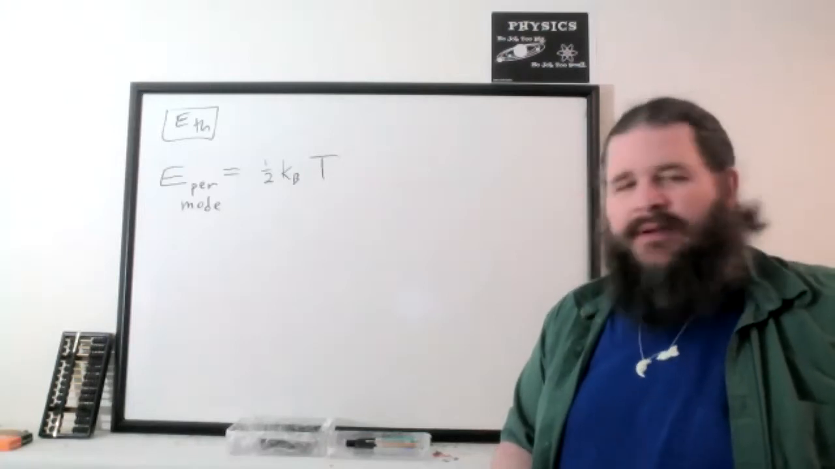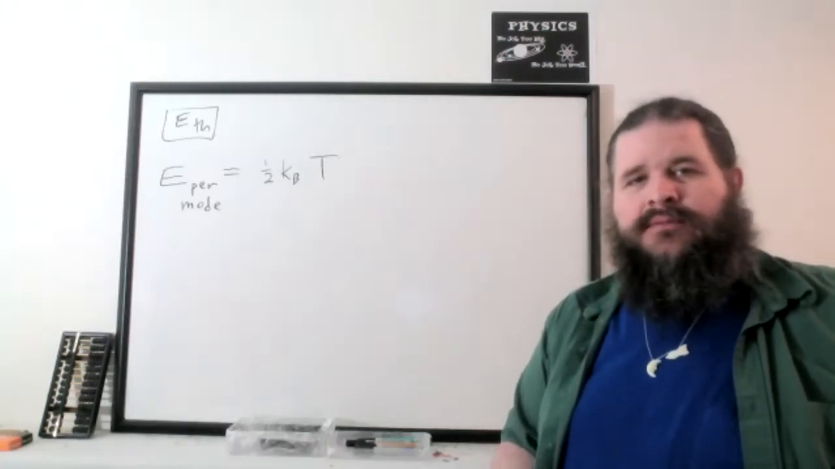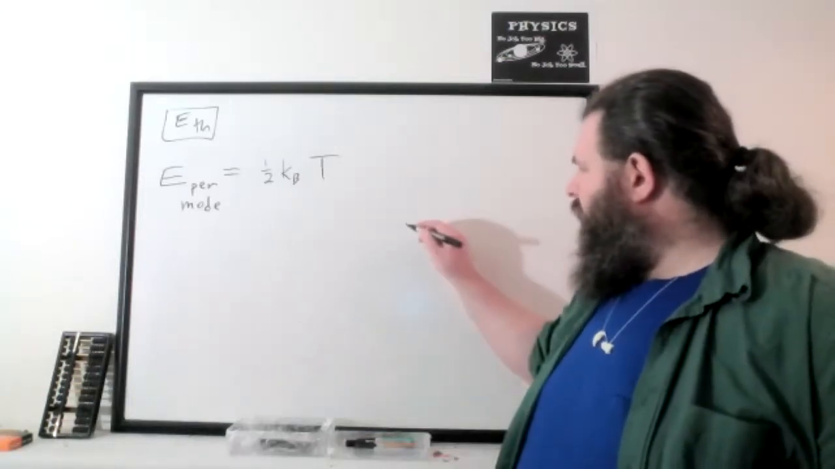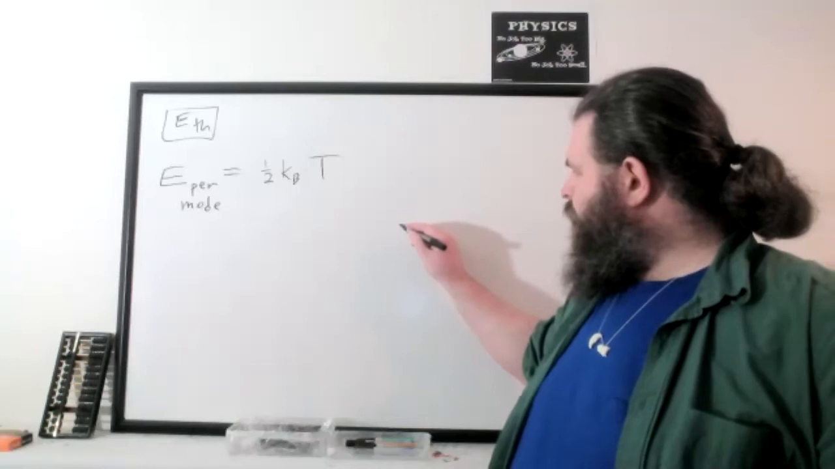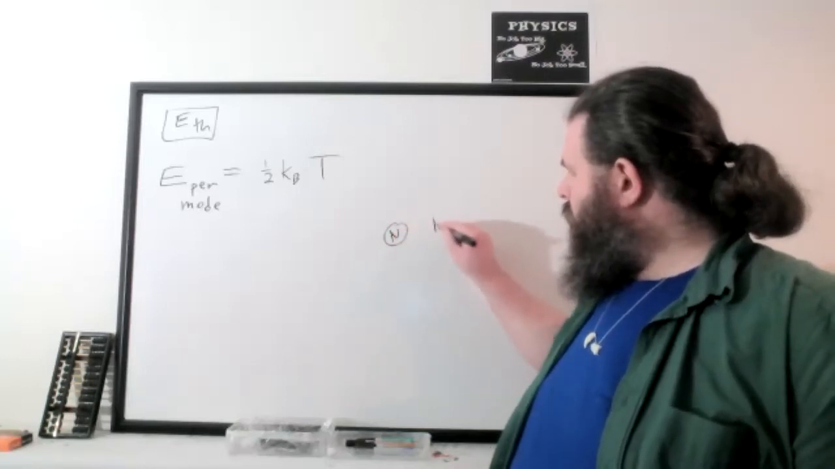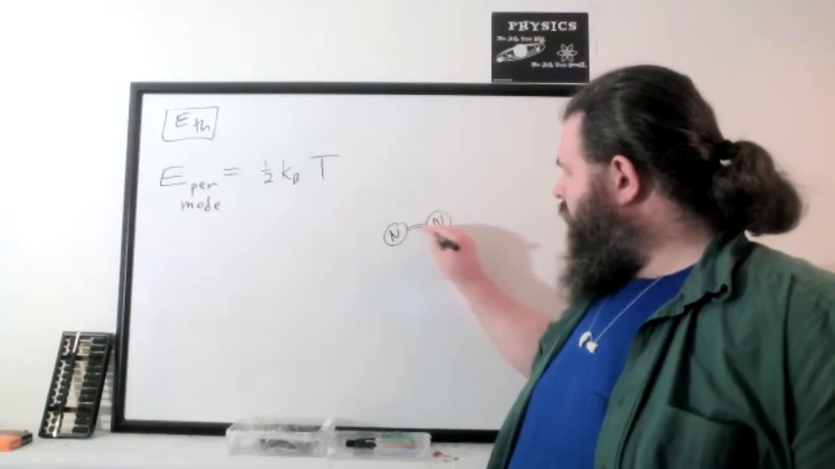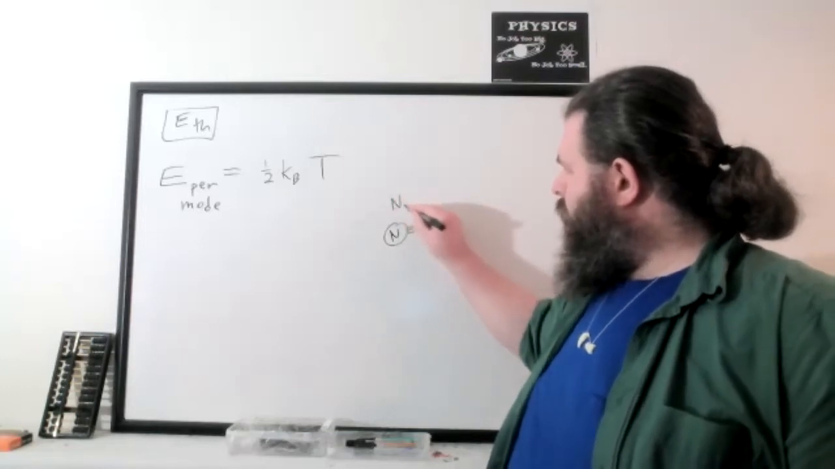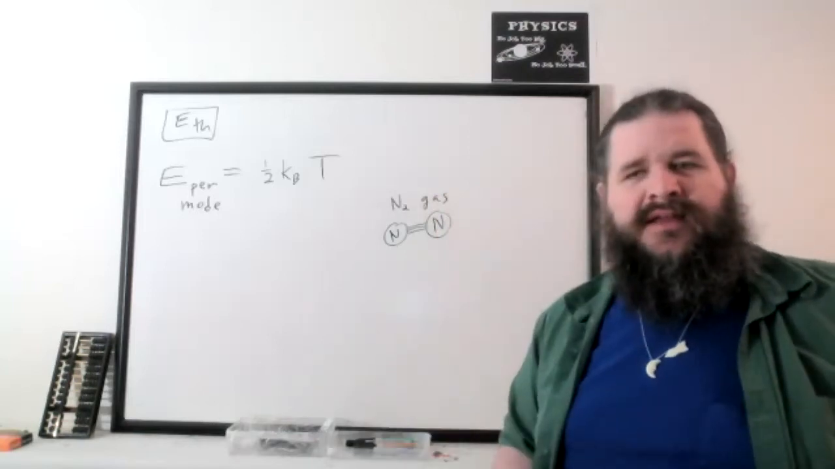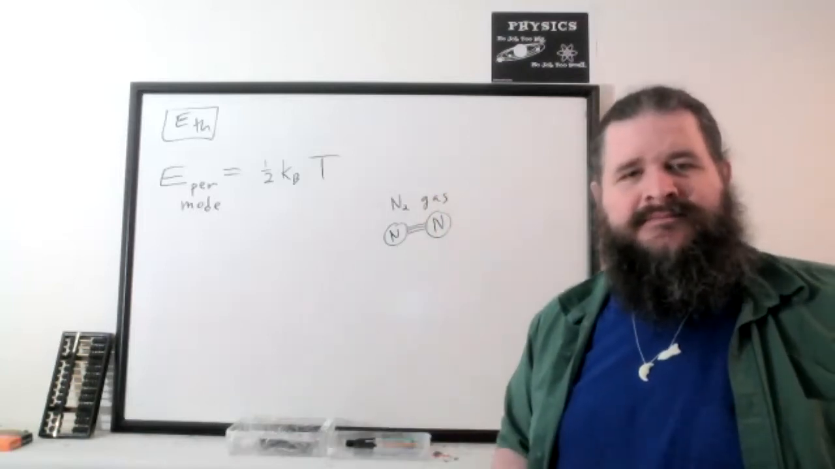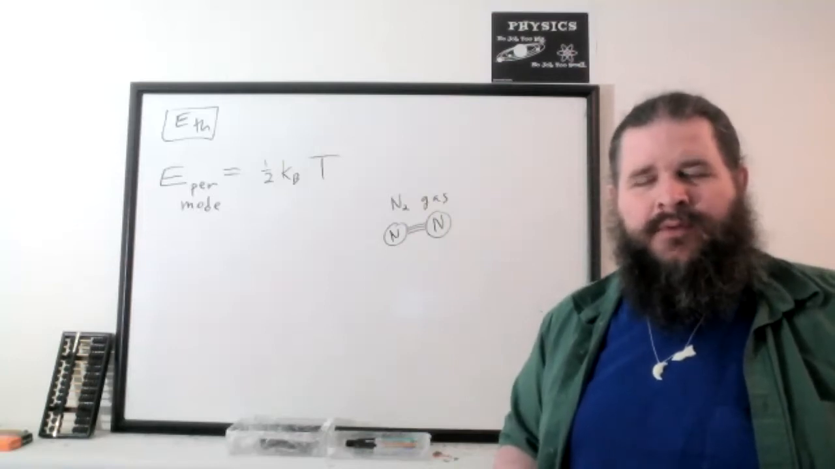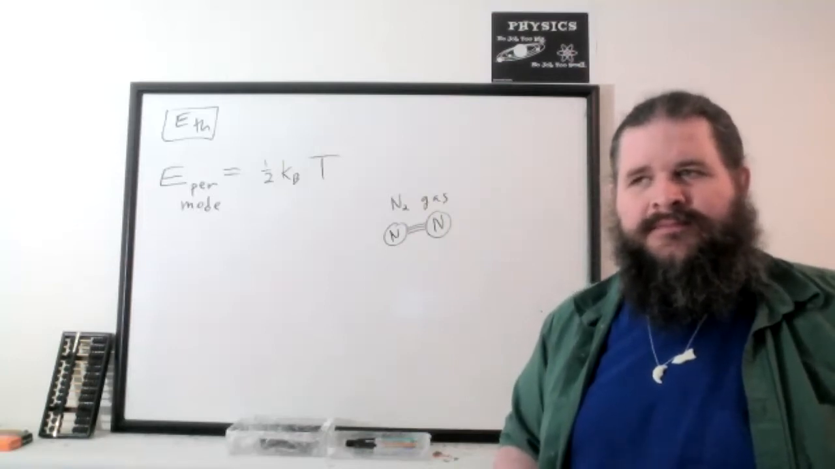However, we're not just talking about one mode. We're typically talking about some number of modes in a molecule. Like, for example, let's say you've got maybe a nitrogen molecule in, let's say, gaseous form. What modes would you expect that to have? If we wanted to count up all the modes.